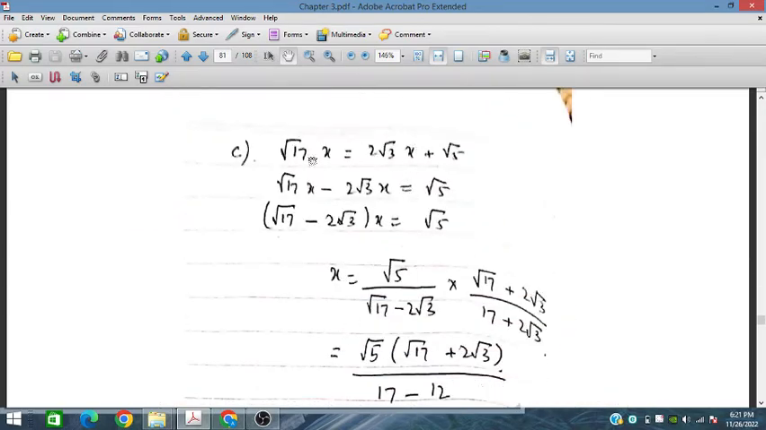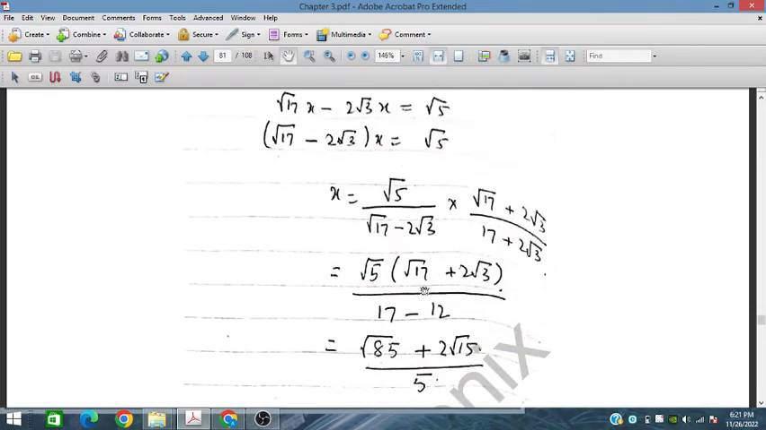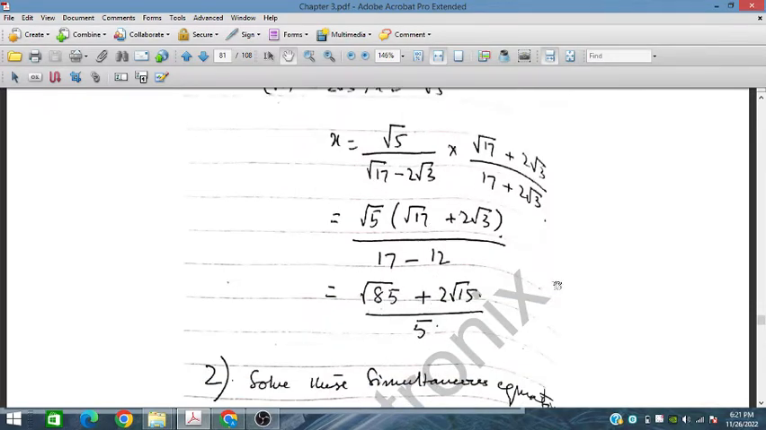So shift it to the right-hand side, take x common, and then rationalization of the denominator with this plus. If it is minus, then we should have plus, and finally we have obtained these results.